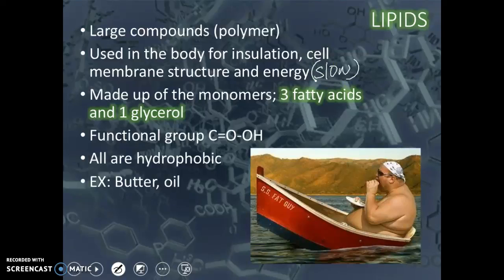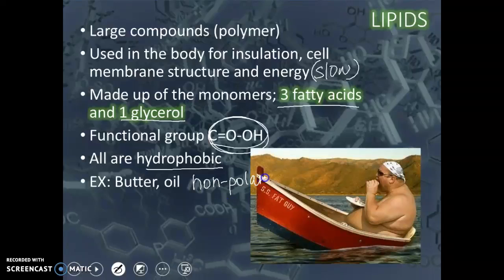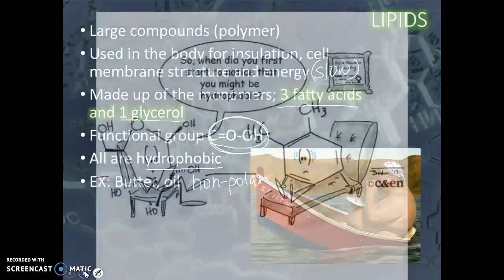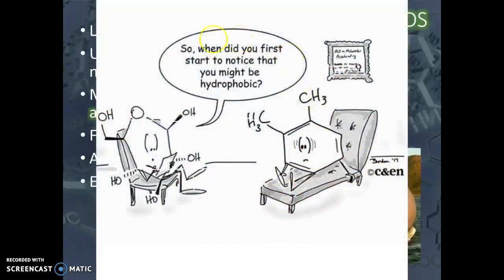The monomers are 3 fatty acids and a glycerol, and the functional group is this wacky thing right here. You'll see that attached to the carbon chain. These are all hydrophobic or non-polar, which means that they do not get along with water at all. Okay, so that's all our oils and fats and things like that. One interesting thing is that we can modify these guys. Okay, so this kind of references the cartoon at the beginning. This is a fat. You realize that he's hydrophobic.